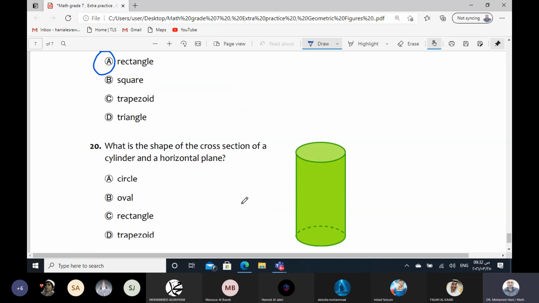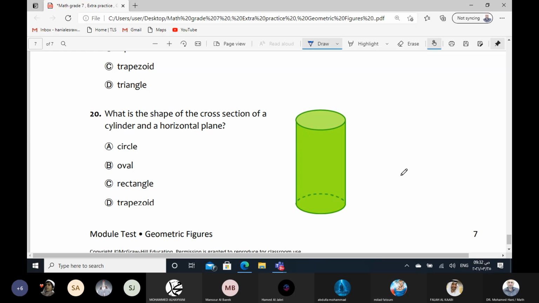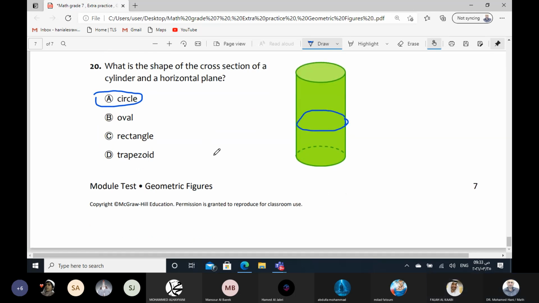What is the shape of the cross section of a cylinder and a horizontal plane? Circle. Circle. So the horizontal section always has the same shape as the base. If the base is a circle, the horizontal section is a circle.